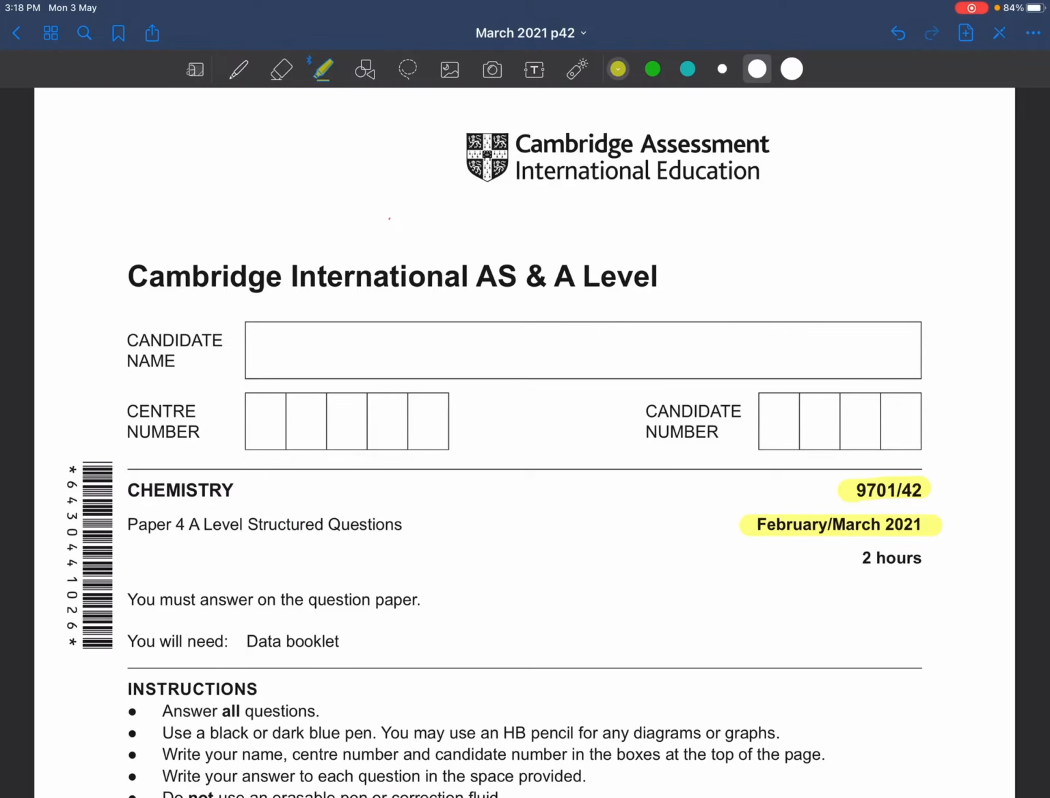So this is the most recent P4 we have, and I just got this paper today from one of my students. So I thought maybe I just solve this paper. All right, so let's start the paper.